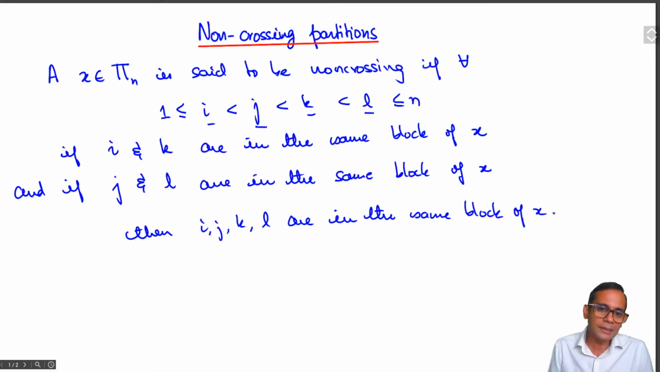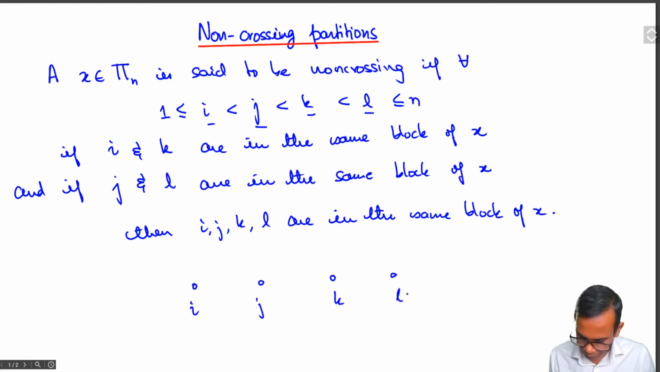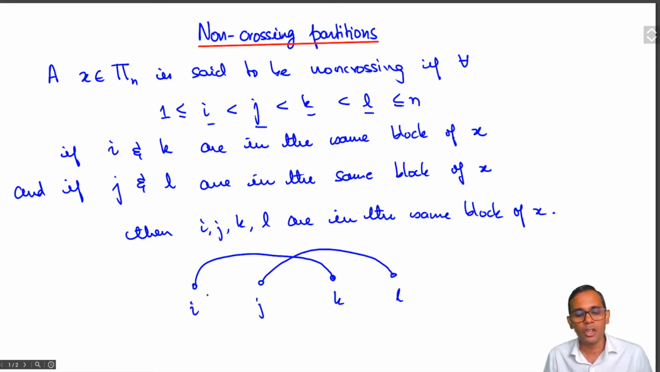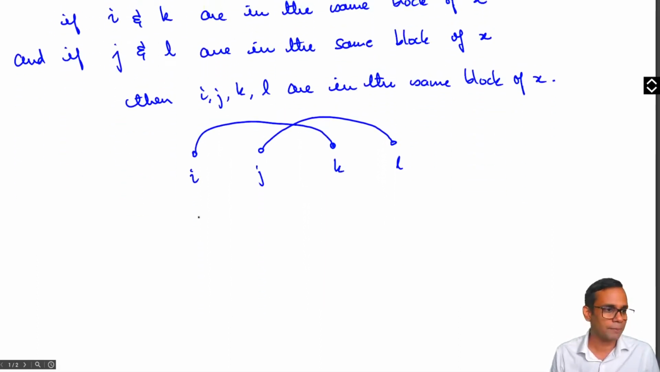So the reason this is called non-crossing is that we are somehow saying that the blocks do not cross. If you draw these i, j, k, l in their natural order, then i to k is in one block, and you can join them by an arc. j to l are in another block, you join them in an arc. Then what you're saying is that the block containing i and k crosses the block joining j and l. And so if you don't want this to happen, then i, j, k, l better all be in the same block. So this is an example of a crossing.